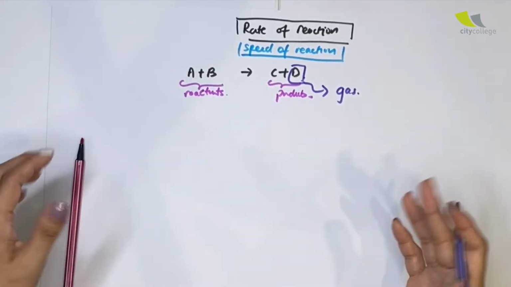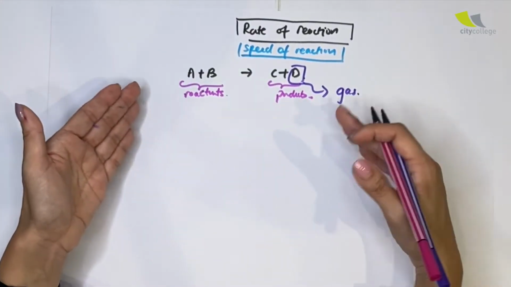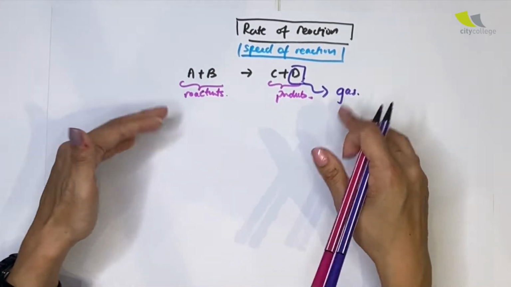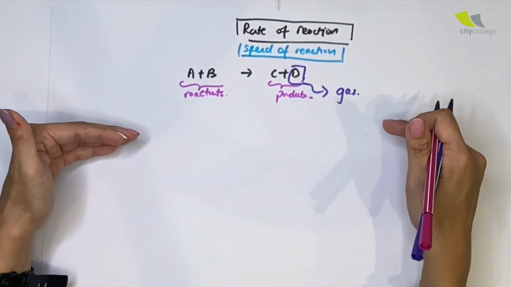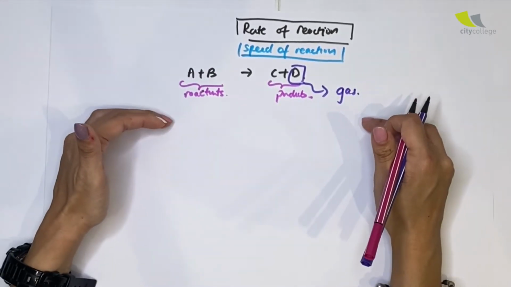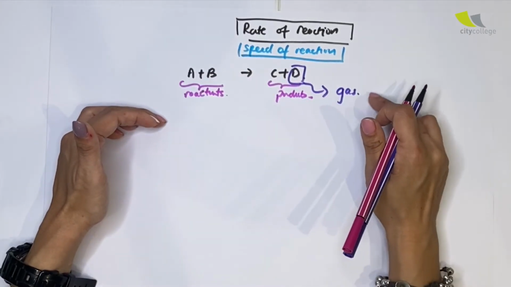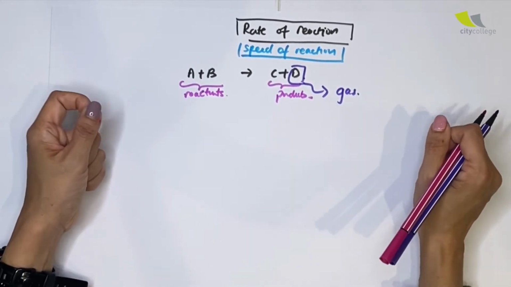But what if there are reactions where there's no gas that's evolved? Does that mean that there's no reaction taking place? No. What we cannot see, we should use other tests to test it out. But for this particular purpose, we are saying that for reactions that will produce gas, we can use the gas as a form to measure the speed or the rate of reaction.